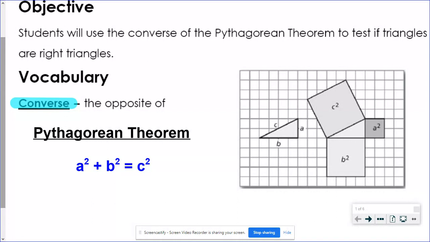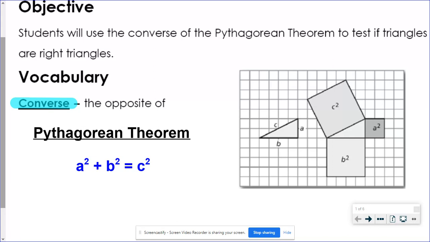So usually for the Pythagorean theorem, we say, if you have a right triangle, then a squared plus b squared equals c squared. The Pythagorean theorem works. Today, what we're going to do is use the Pythagorean theorem to prove that we have, or prove that we don't have, a right triangle. So if a squared plus b squared equals c squared, then we have a right triangle.